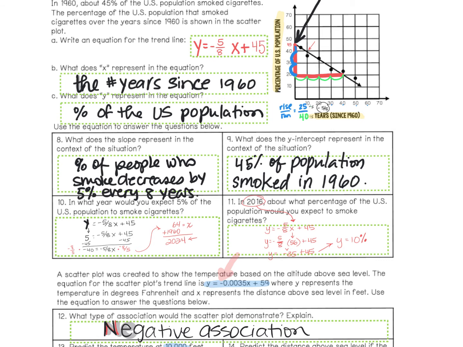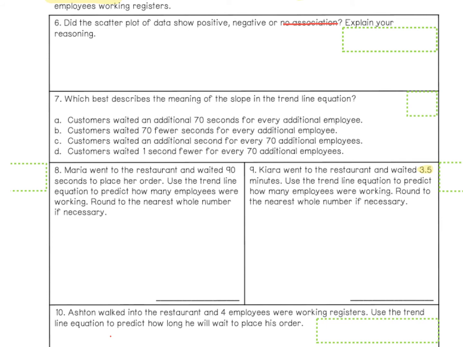Let's move on to slide 22. In this example, in part 2, we're looking at the manager of a fast food restaurant who collected data studying the relationship between the number of employees working registers and the amount of time customers had to wait in line to place their order. So they give us a trend line: y equals negative 70x plus 300. Y is the amount of time in seconds. We talked about this in class. That's an important detail. It's time in seconds. X is the number of employees working on the registers.